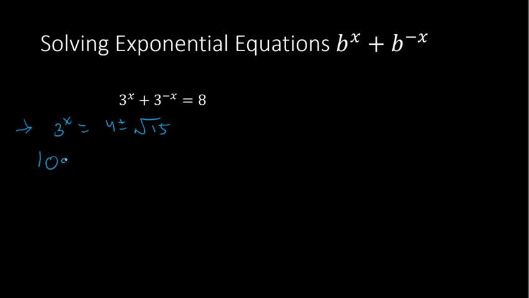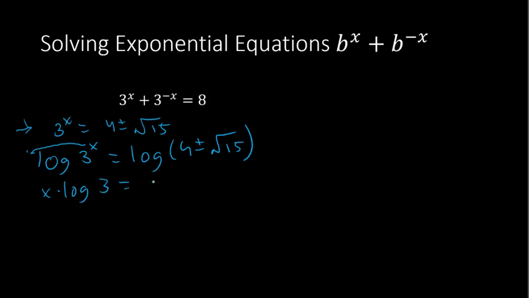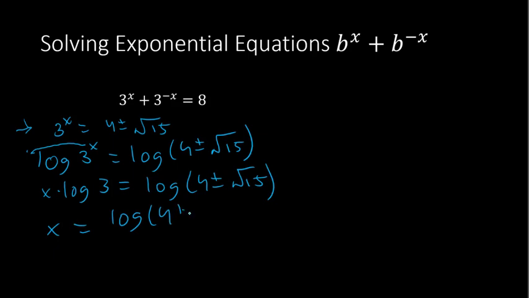We can take the log, so log base 10 of 3 to the x power equals log of 4 plus or minus the square root of 15. And then we can bring the variable, this exponent, out in the front. We have x times log of 3 equals the log of 4 plus or minus the square root of 15. And then we can solve for x by dividing both sides by log of 3. So that would give you log of 4 plus or minus the square root of 15, all over the log of 3.